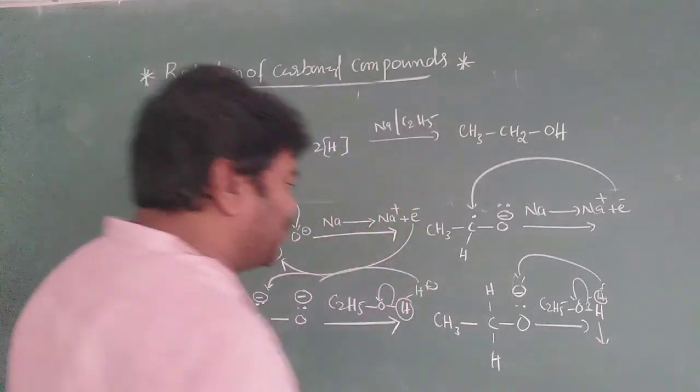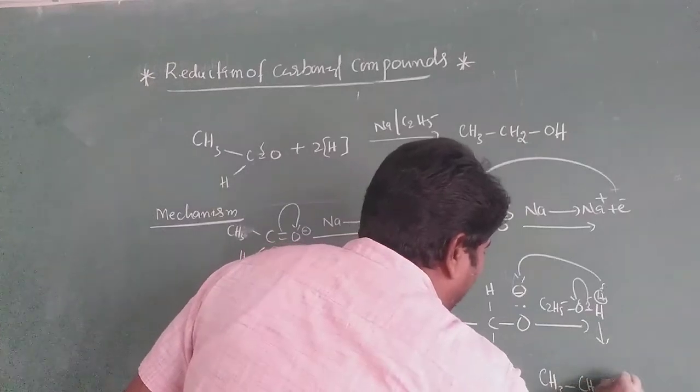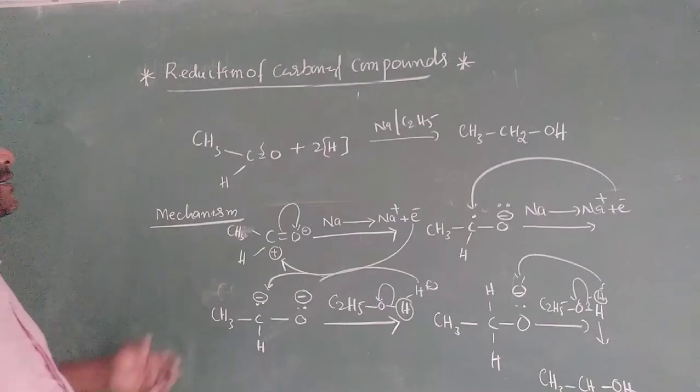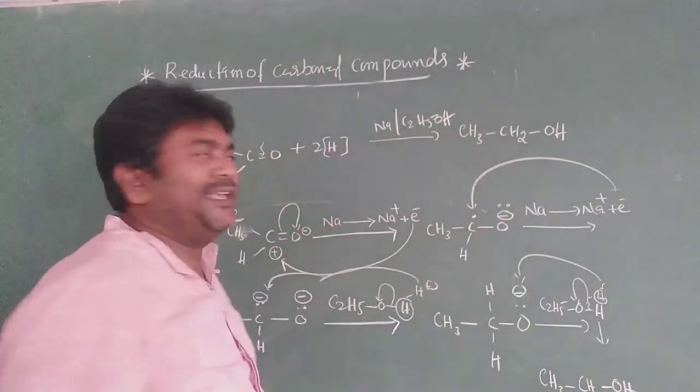So what is this? It is CH3CH2OH. This is the mechanism of sodium metal in the presence of ethyl alcohol, C2H5OH.